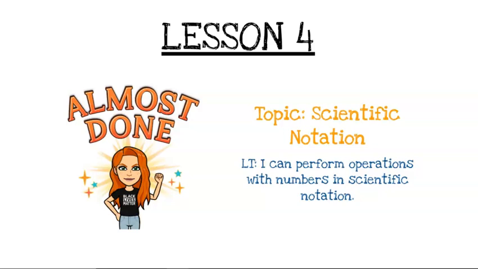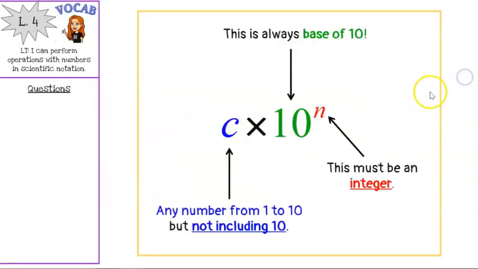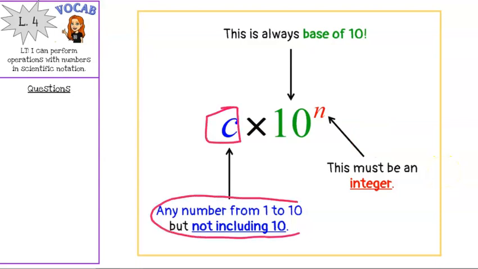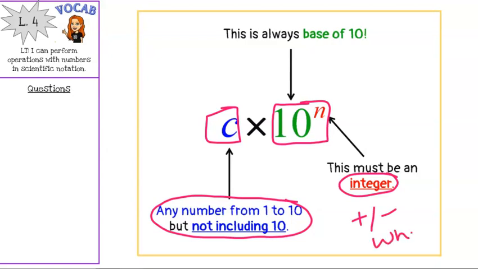Lesson 4, topic scientific notation, learning target: I can perform operations with numbers in scientific notation. Just a reminder of what scientific notation looks like. We have, again, our coefficient, which, remember, is always between 1 and 10. It's going to be a really important feature of this lesson. The base is always 10 of our power, and then our exponent has to be an integer, which is our positive, negative, whole numbers.